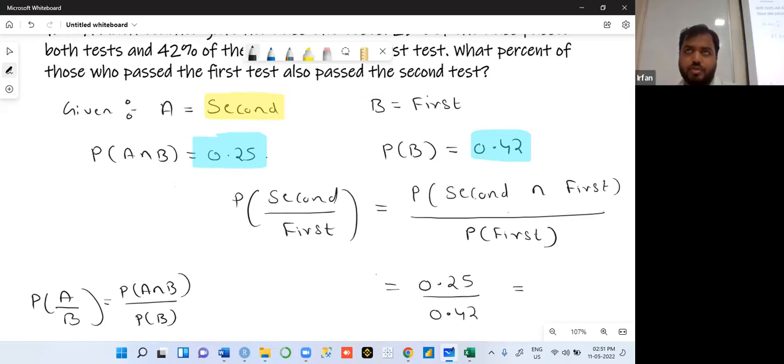0.59 round up to 60%. The 60% chance the people who clear the first test will also clear the second test. Easy or difficult?